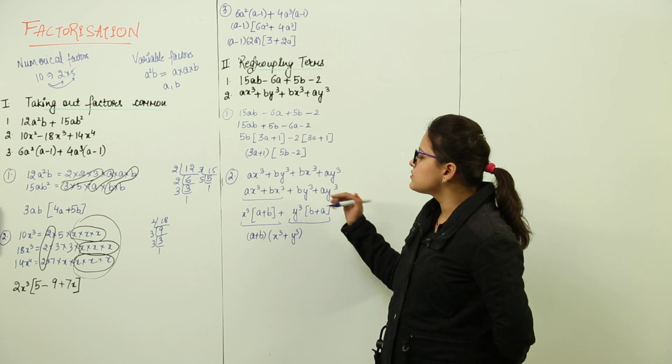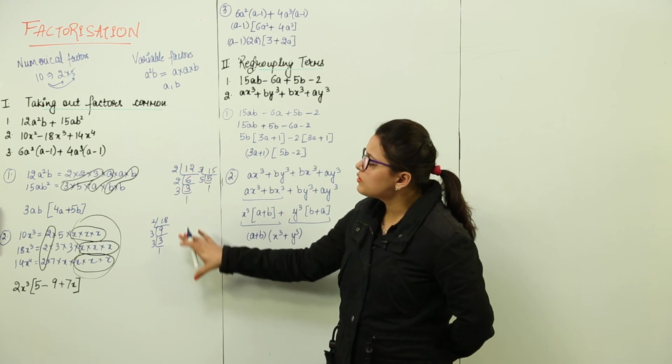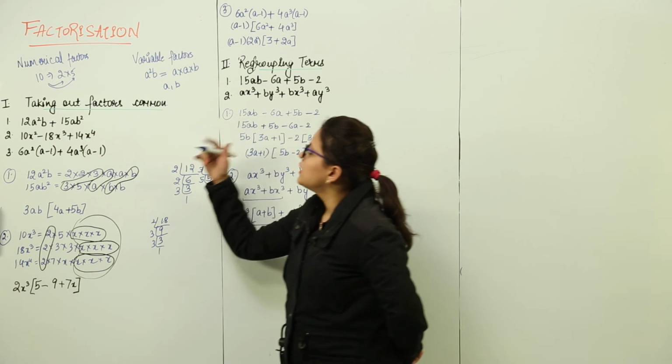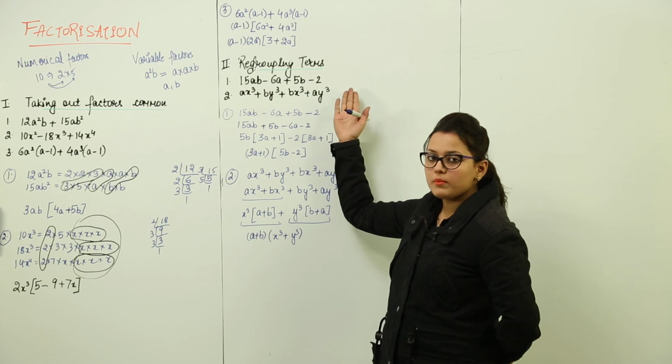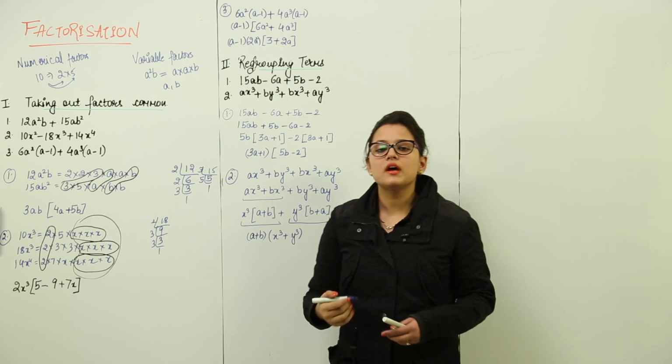You can check your answers going backwards. So this is how we apply the first method for factorizing if you have something common in all the terms. Here we do not have anything common in all the terms, so we use this regrouping method. Similarly, we have the next method.